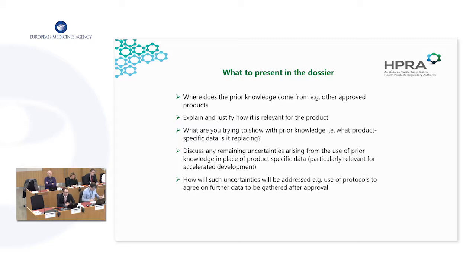And what are you trying to show? What is it replacing, in a way? That's very important. And discuss any remaining uncertainties. If you're using prior knowledge, then presumably there is some uncertainty because it's not product-specific studies. So how will that uncertainty be reduced?